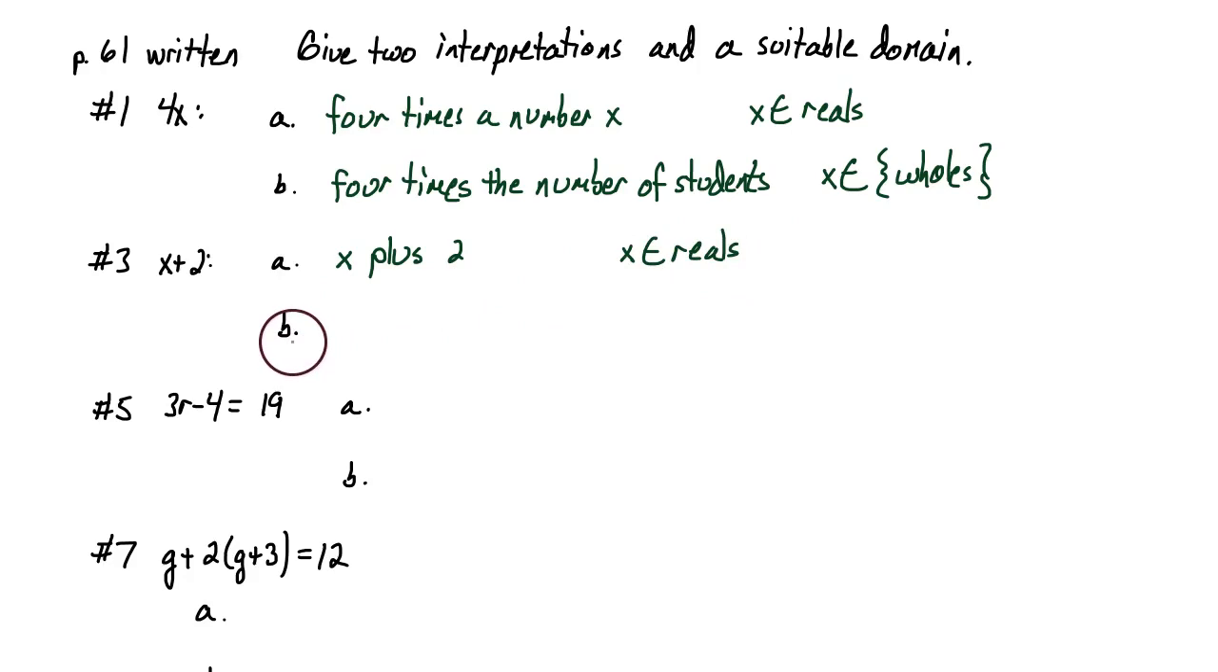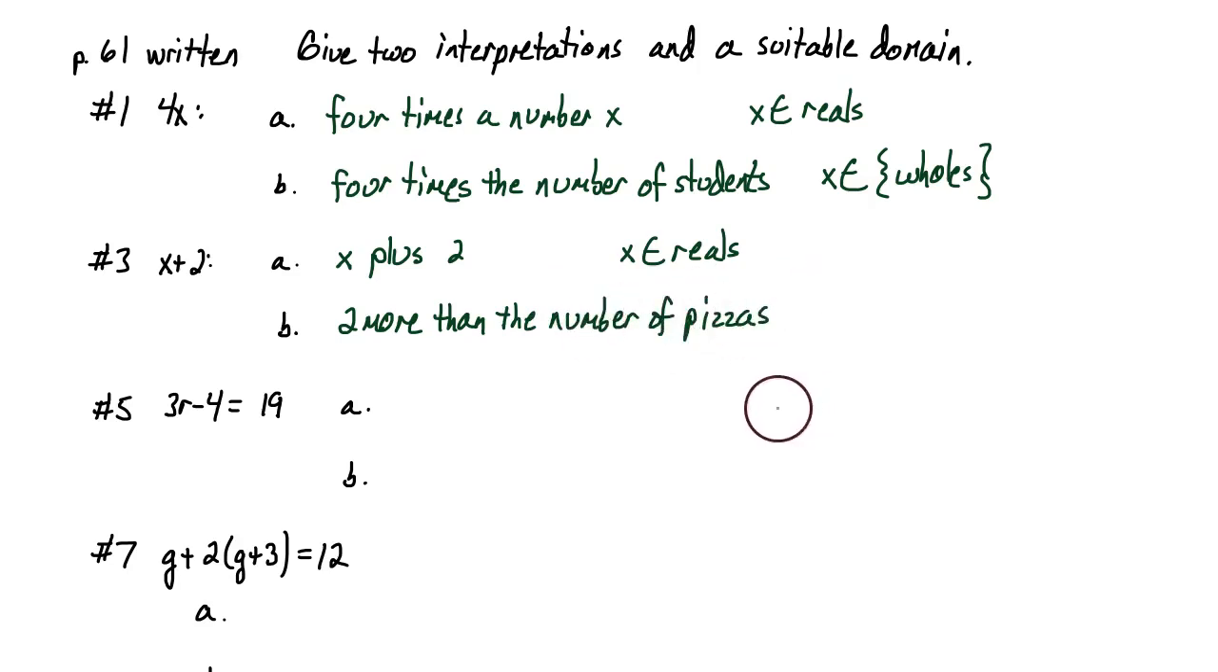For a second interpretation, again, let's try to create something more real world, where the variable x is representing some real object. Here's an example. 2 more than the number of pizzas. In this case, the letter x is representing this unknown number of pizzas.